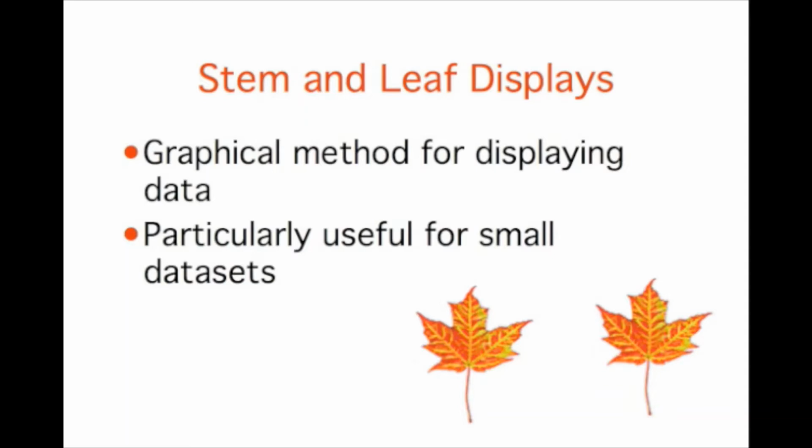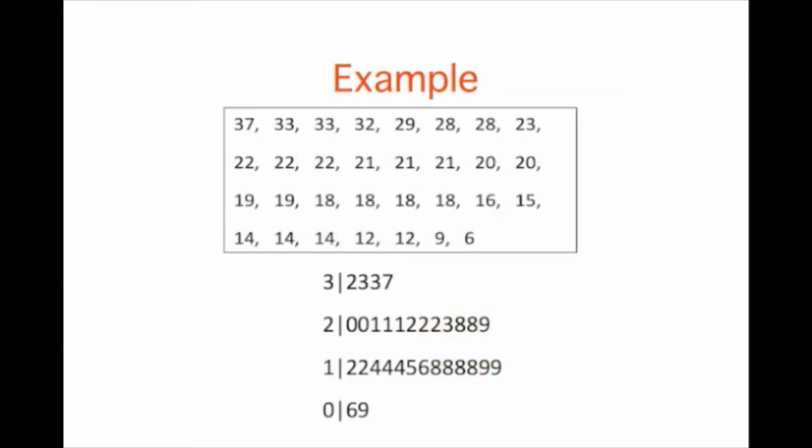A stem and leaf display is a graphical method of displaying data. It is particularly useful when your data are not too numerous. In this section, we will explain how to construct and interpret this kind of graph. As usual, an example will get us started. The top of the display shows the number of touchdown passes thrown by each of the 31 teams in the National Football League in the 2000 season. A stem and leaf display of the data is shown below.